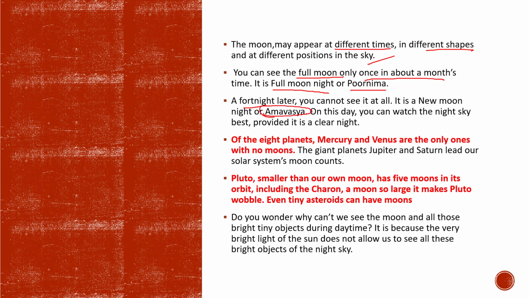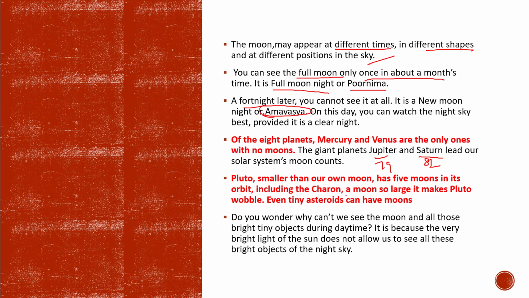So when there is no moon, right? And of the 8 planets, Mercury and Venus are the only ones with no moon. So we already discussed that. And Saturn has surpassed Jupiter with the maximum number of moons. So Saturn has 82 and Jupiter has 79.